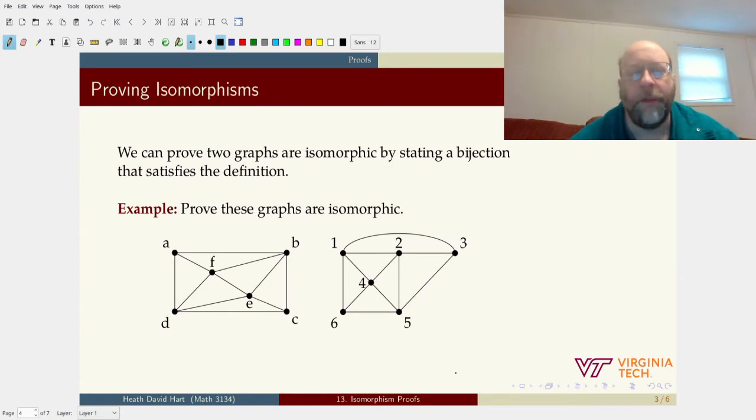this example here. We would like to prove that these graphs are isomorphic, which means we have to find a bijection that works. And one of the things that we might start with to try to help narrow things down is to label the degrees. Okay? This might help us to eliminate some possibilities.